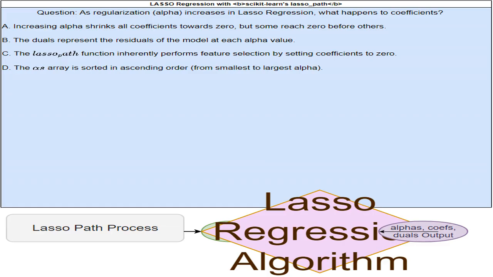Let's talk about the lasso regression algorithm itself. It's a type of regression that performs regularization using L1 penalty.